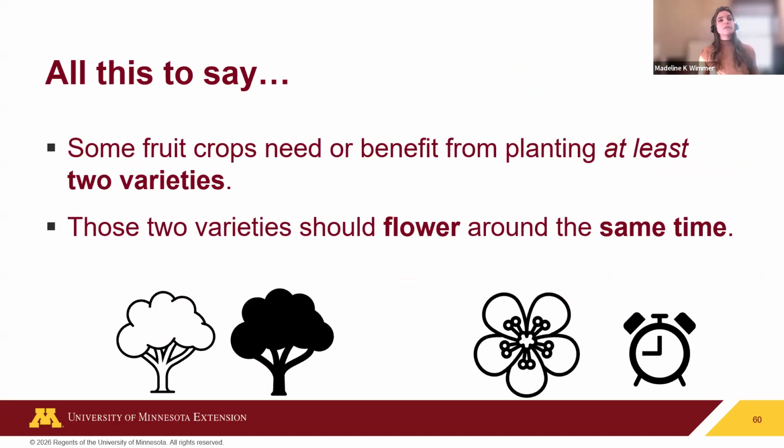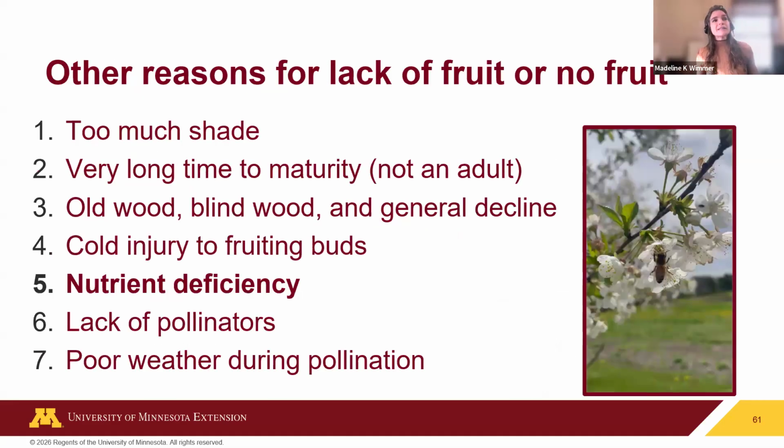And then those two varieties should really be flowering around the same time. If you have one variety flowering and then all of a sudden it's done, and then the next variety is flowering, or there's very little overlap, all of a sudden there's not a lot of time for that pollen to exchange from one flower to the next. So there are other reasons, though, for a lack of fruit or no fruit at all.